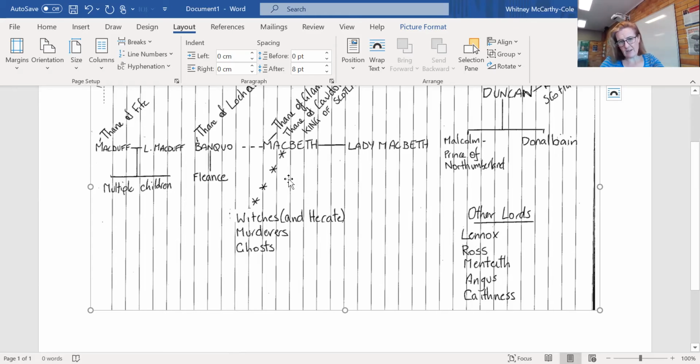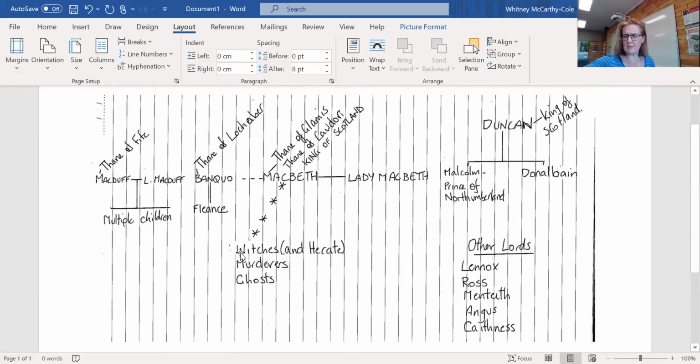Now, I've created a little list of witches, ghosts, and murderers and connected them directly to Macbeth by the little asterisks, and that's telling us there's a different kind of relationship there. The fact that there's a relationship there at all is probably a really relevant point, given that he's supposed to be the king and he's consorting with witches and murderers. We know that that's something that we're going to have to tease out.